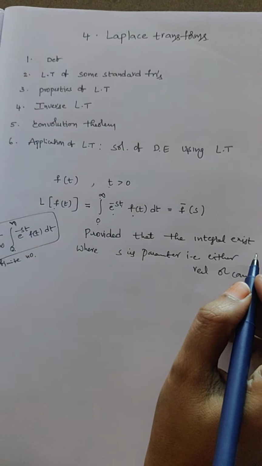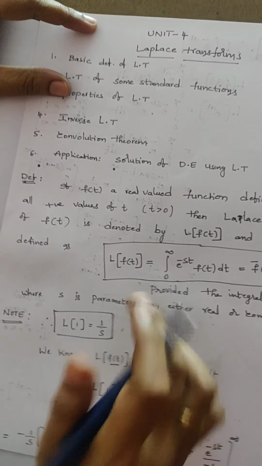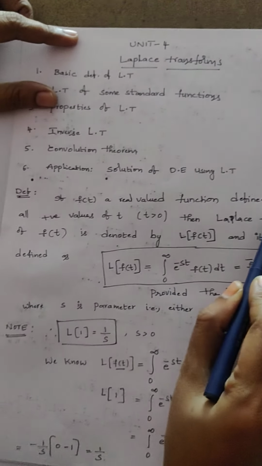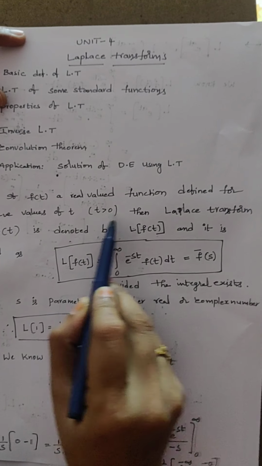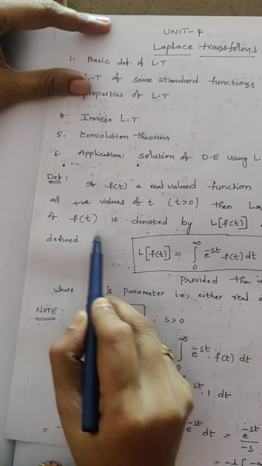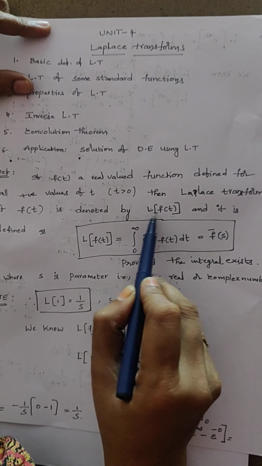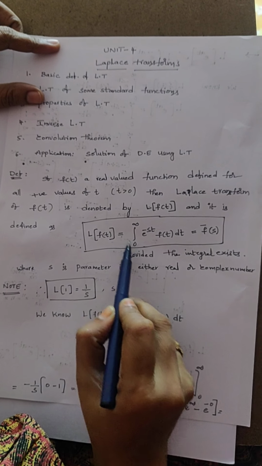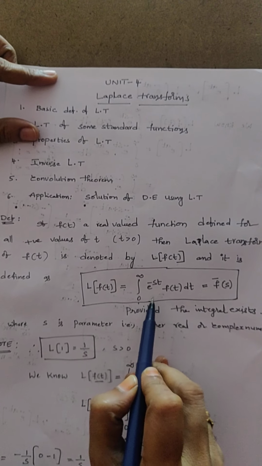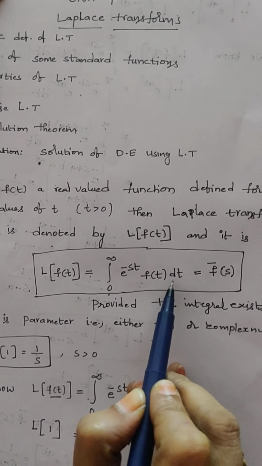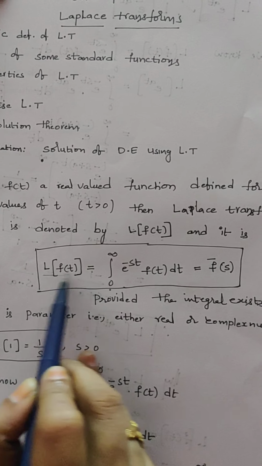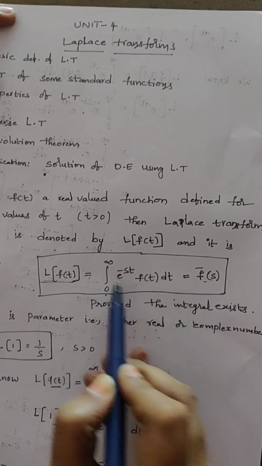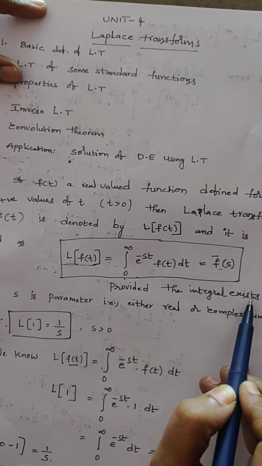So the basic definition of Laplace transform is: if f of t is a real valued function defined for all positive values of t, then Laplace transform of f of t is denoted by L of f of t, and it is defined as L of f of t equal to integral 0 to infinity e power minus st f of t dt. We denote the same L of f of t in another notation, f bar of s, provided that the integral exists.